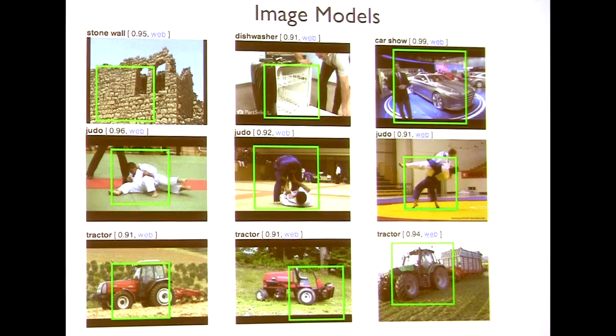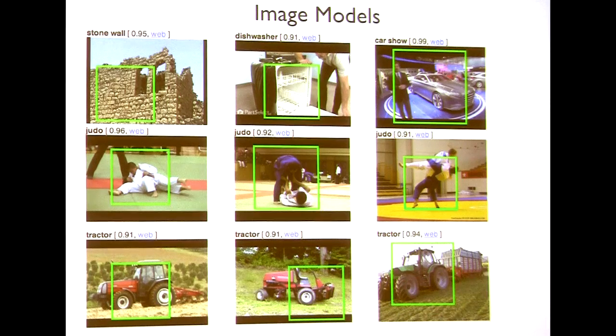So this is a pretty hard problem. If you look at the bottom row, those are all tractors, but they're all from different viewpoints. There's different colors involved. They're different kind of scales of tractor. The background's kind of different. This is a pretty difficult task.